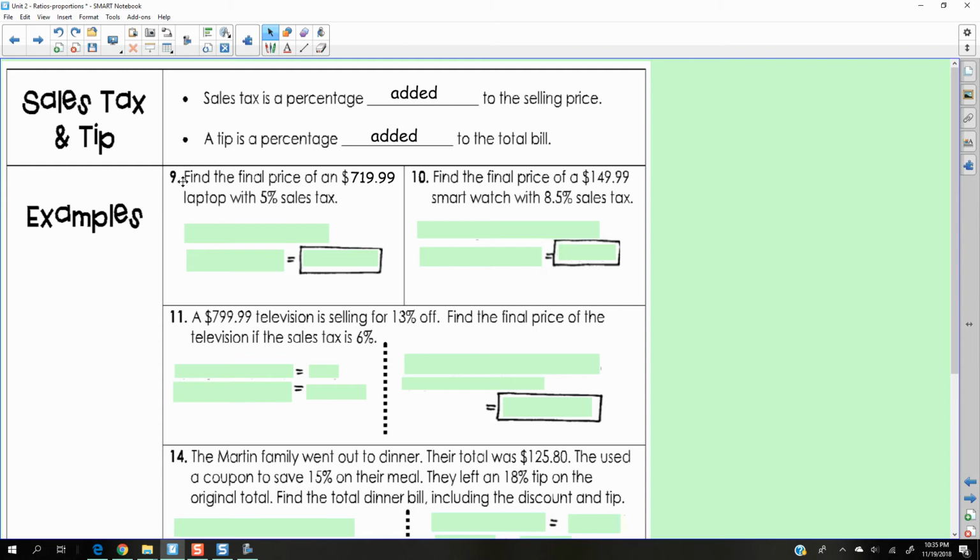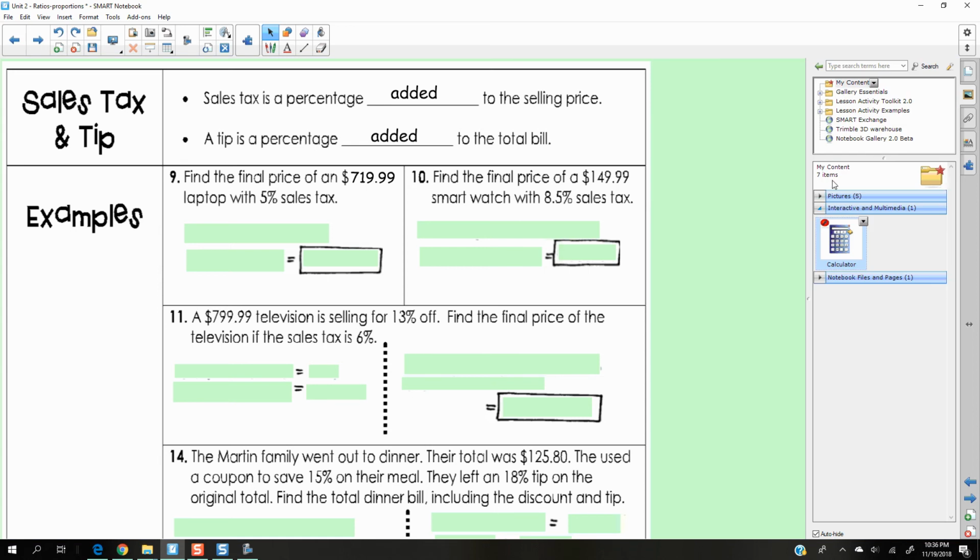So now we're going to figure out a few of these, and then you're going to do some on your own. All right, so we're going to find the final price. And on your paper, the price here for a laptop is wrong. Please change that $11.99 to $719.99, okay? With a 5% sales tax. We're doing the same exact thing. The only difference is we're adding instead of subtracting like we did with the discount.